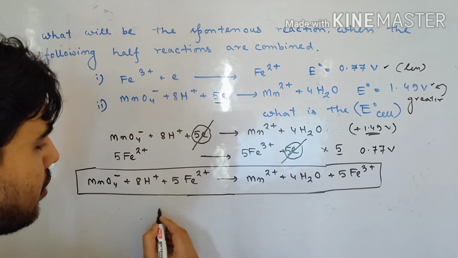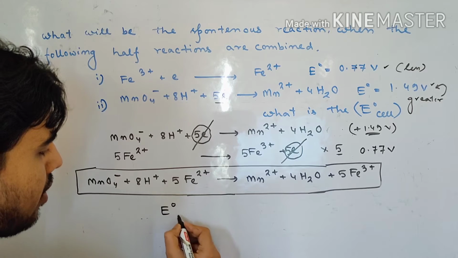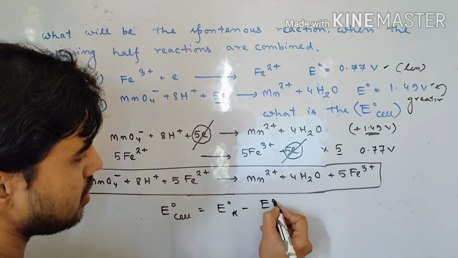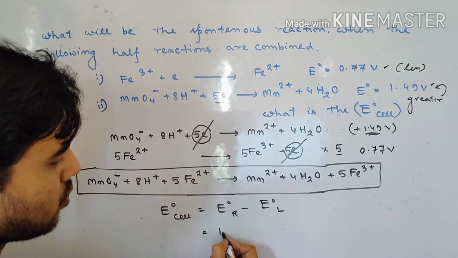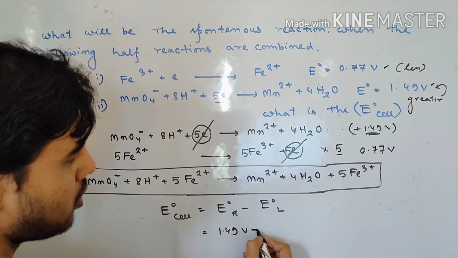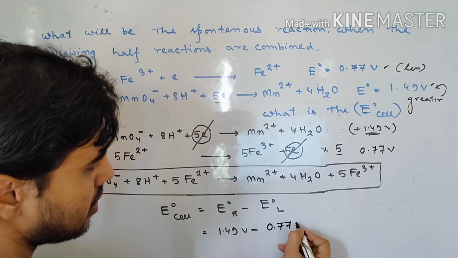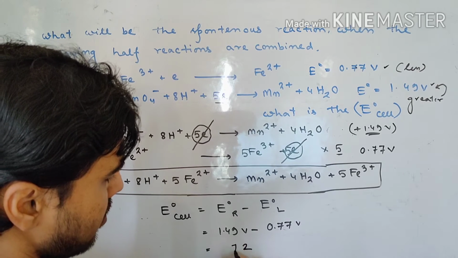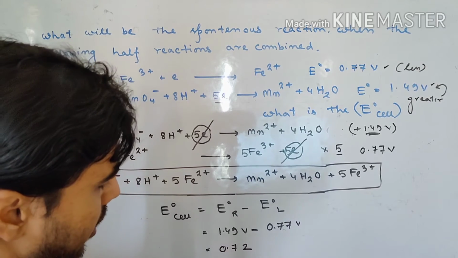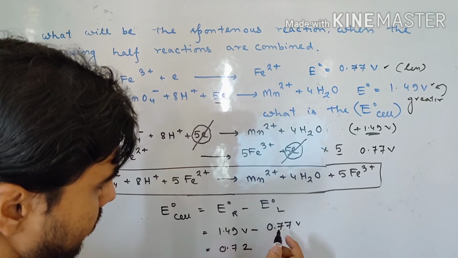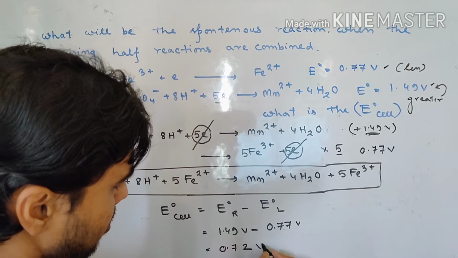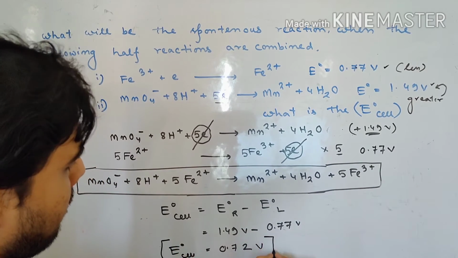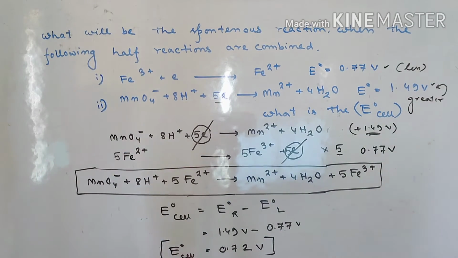So this is the final equation, and to get the E0 of cell, we will be doing E0R minus E0L. That is cathode, which is 1.49 volt, minus anode, which is 0.77 volt. Now you see how much it is. I am getting 0.72. Yes, it is 0.72 volt. That is the E0 of cell. So this is how we will deal with this type of problems.